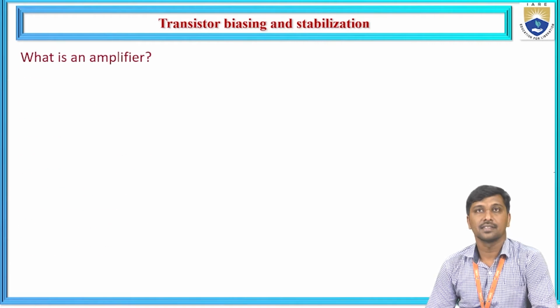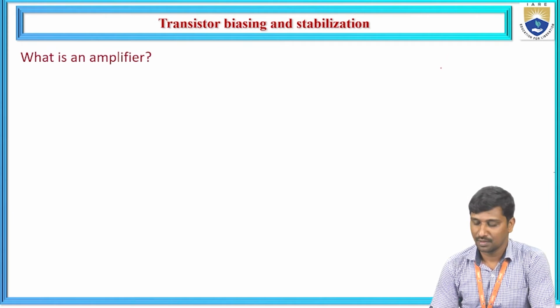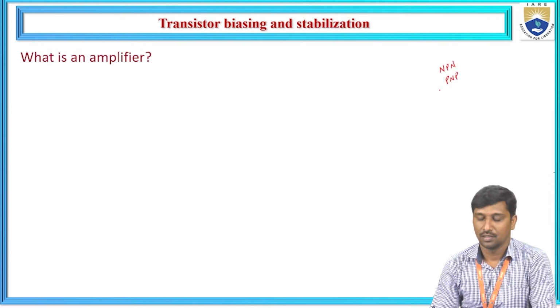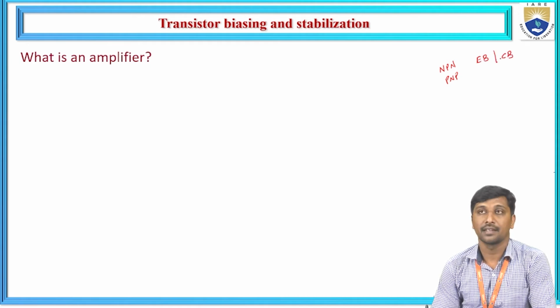So coming to the first case, what is an amplifier? The amplifier can be used to amplify the signal strength. We know that in the transistor concept, we have two types of transistors, either an NPN transistor or a PNP transistor. Based on the construction of the transistor, we know that it contains two junctions: one is the emitter base junction, another one is the collector base junction.